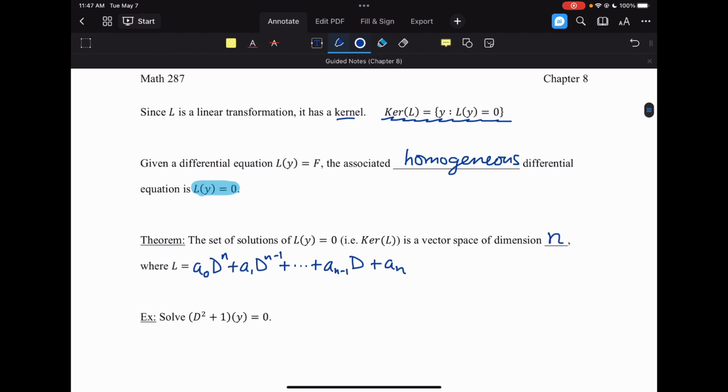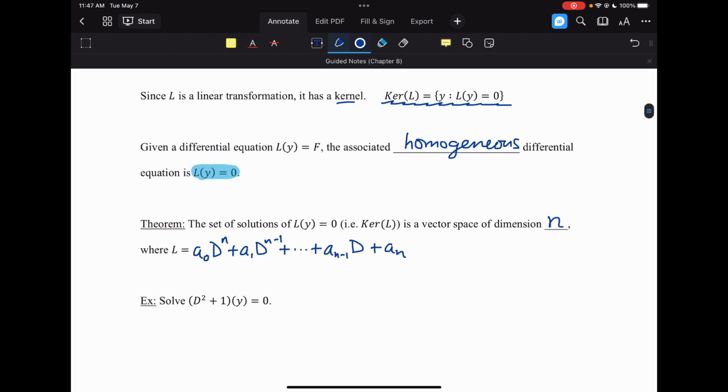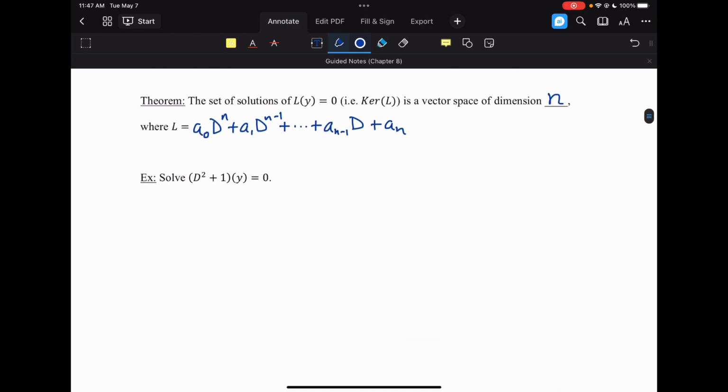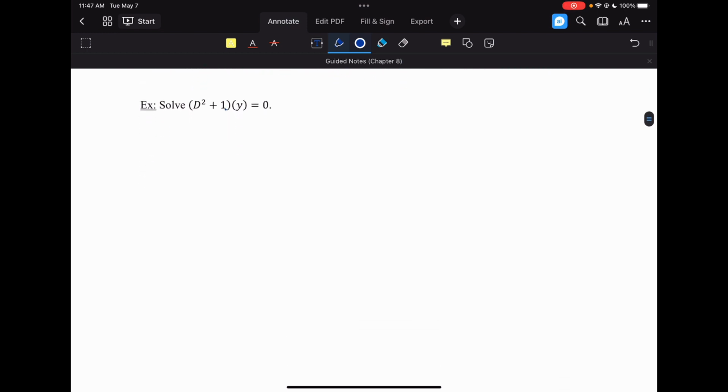So if we take a look at an example, solve d squared plus 1 of y equals 0. So let's translate that into a kind of more traditional looking differential equation. So d squared of y, that's just the second derivative of y, so that's y double prime. And then 1 of y, so that's just y equals 0. So this is the equation it's asking us to solve.